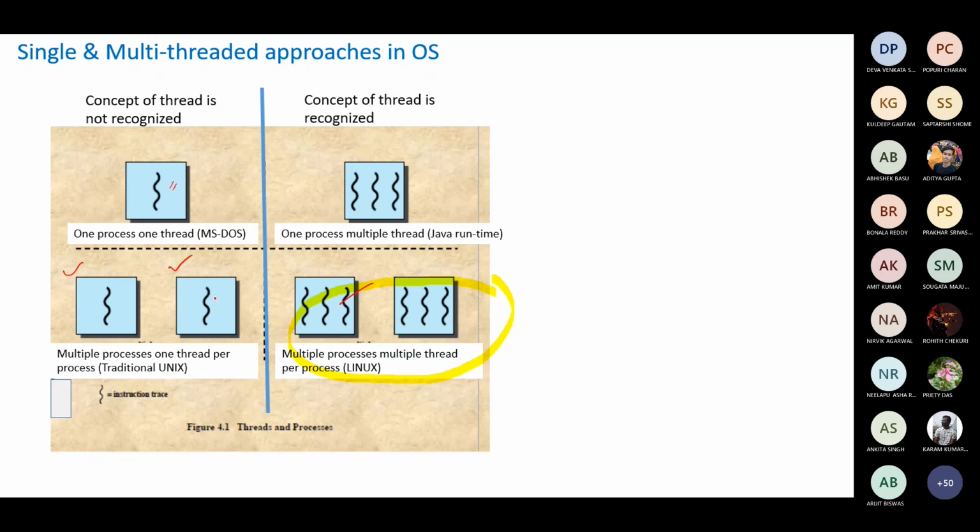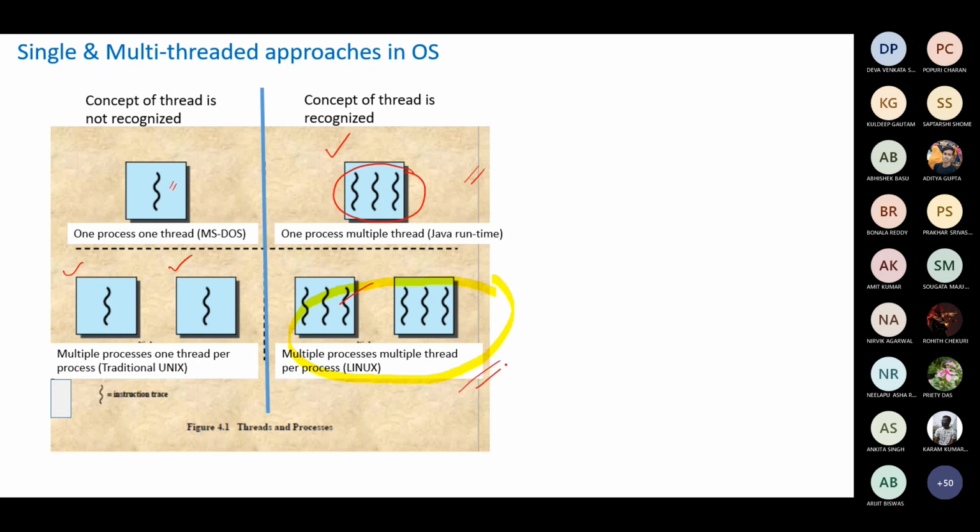Now, somewhere during the 90s, the Java runtime environment came, and that supported that a single process will have multiple threads of execution. So one process and multiple threads, but Java will not allow you to create multiple processes independently. It's just one process, but you can create any number of threads. So this schematic is something similar to what we get in the Java runtime.